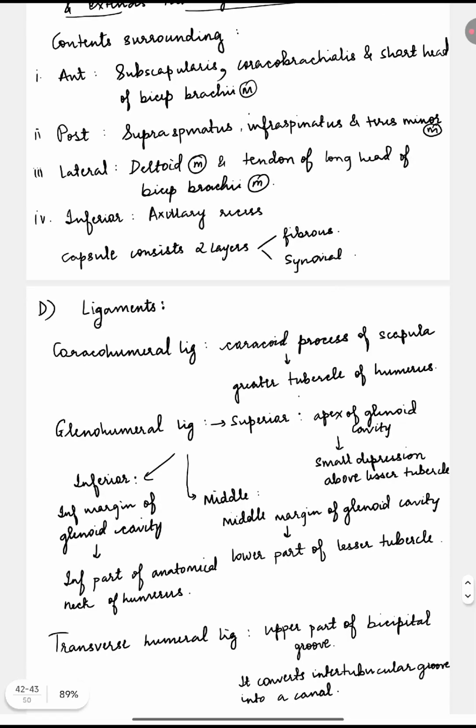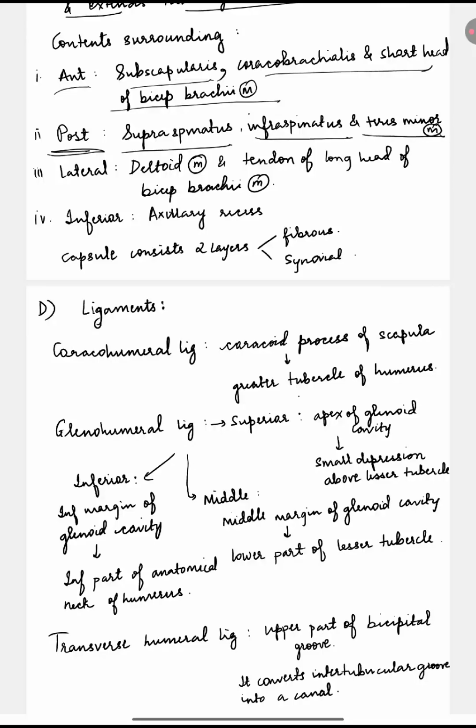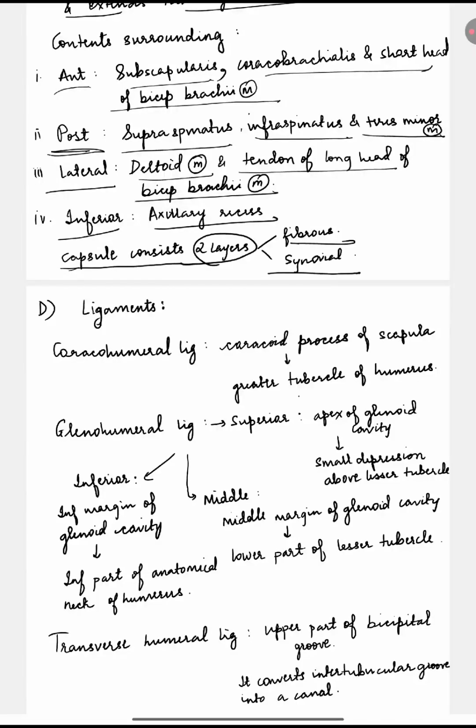The structures surrounding the capsule: anteriorly subscapularis, coracobrachialis and the short head of the biceps brachii muscle. Posteriorly supraspinatus, infraspinatus and teres minor muscle. Laterally the deltoid muscle and the tendon of the long head of biceps brachii muscle. Inferiorly the axillary recess, and the capsule consists of two layers, fibrous and synovial.